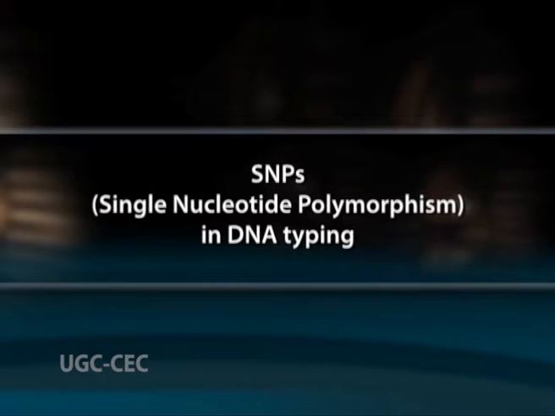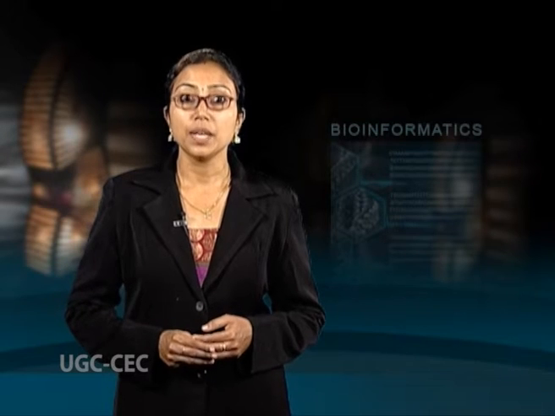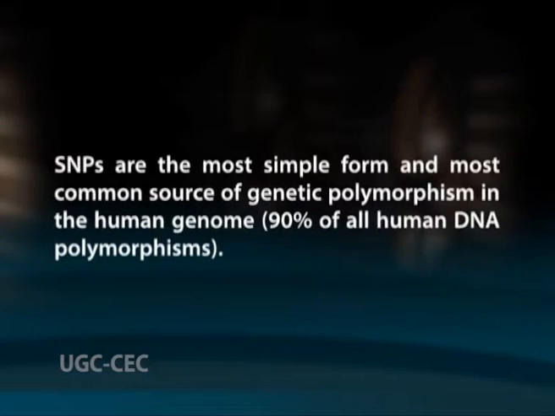SNPs, single nucleotide polymorphisms, in DNA typing. Single nucleotide polymorphism is the most common type of genetic variation among people. A SNP, or SNiP, is a single base mutation in DNA. SNPs are the simplest form and the most common source of genetic polymorphism in the human genome, accounting for 90% of all human DNA polymorphisms.